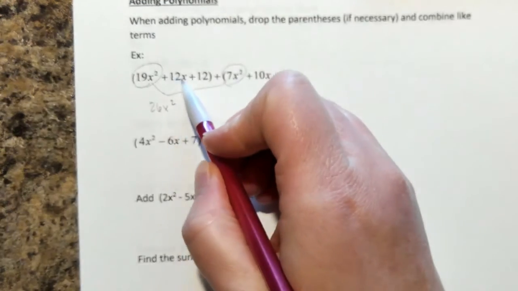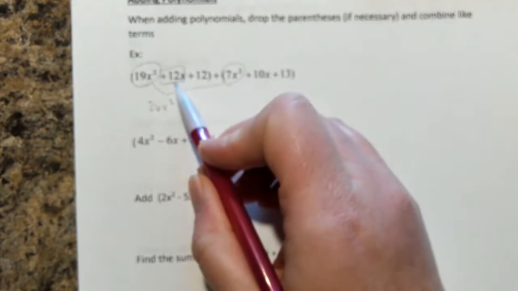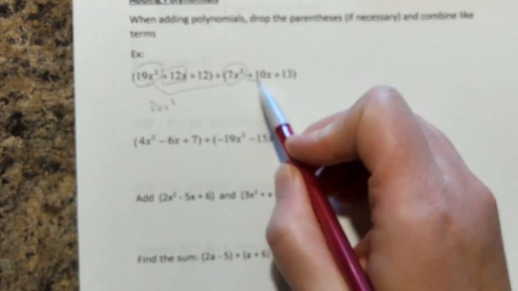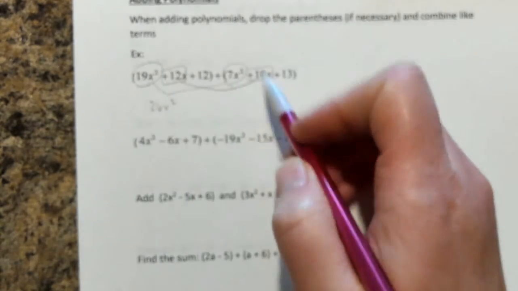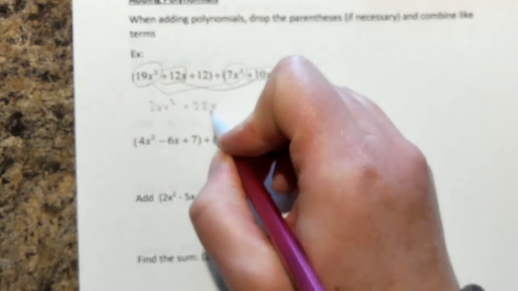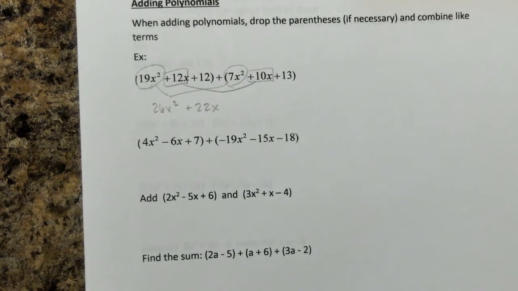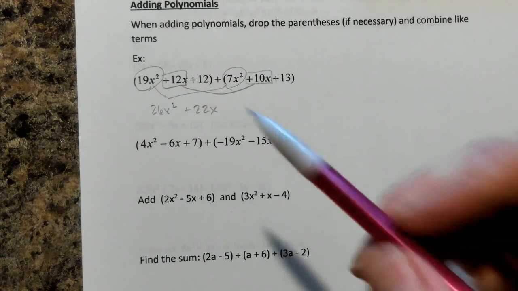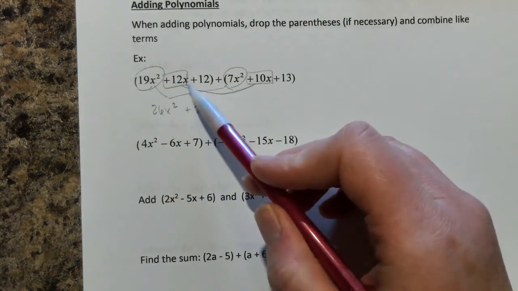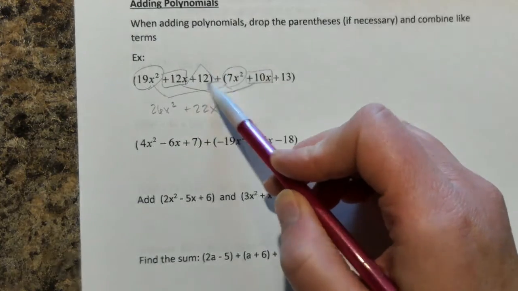Now let's go to our next term. I have a positive 12x, and then I'm going to look for other x's. Here's one, positive 10x. So 12x plus 10x now gives me 22x. So you combine, in this case, the coefficients, or simplify the coefficients, whether it's add or subtract, depending on what it is, and you just keep the variable there. Next, I'm a left to right kind of girl, so I'm going to look at this positive 12, positive 13. If I combine those, I now have a positive 25.